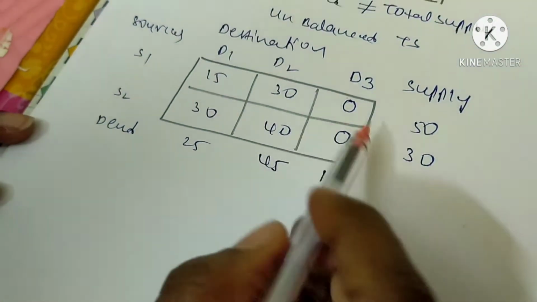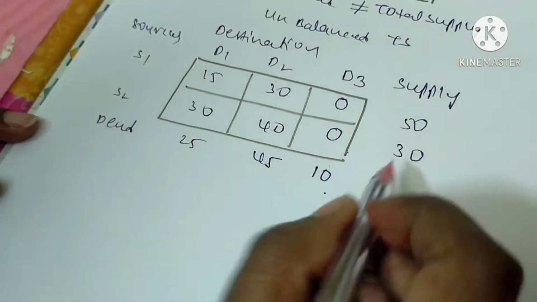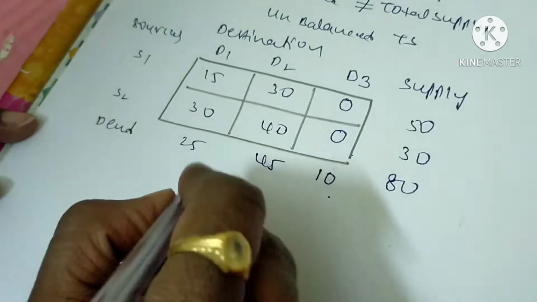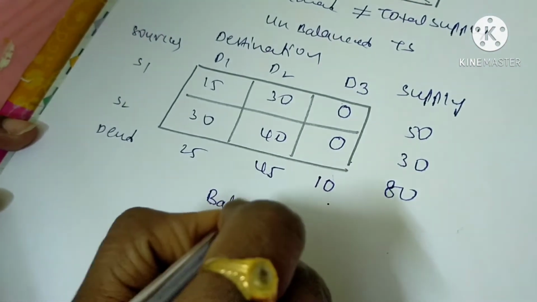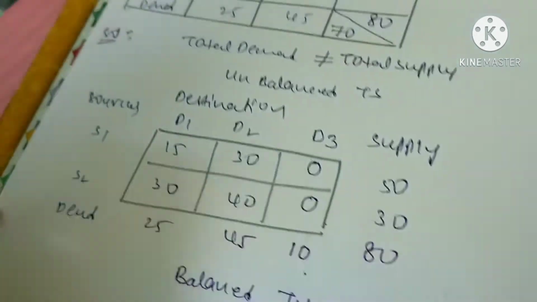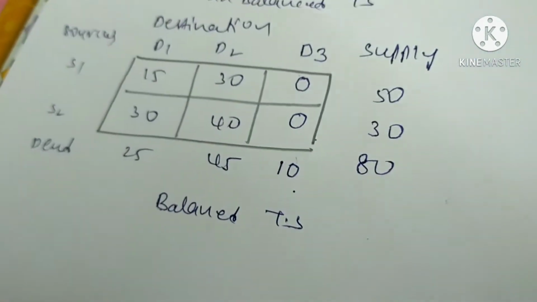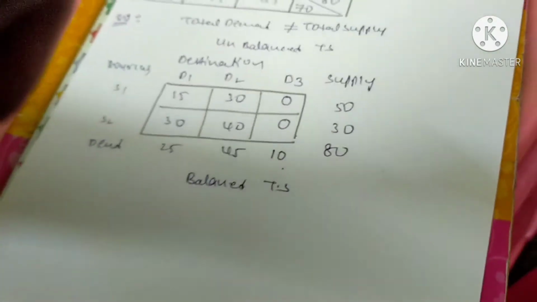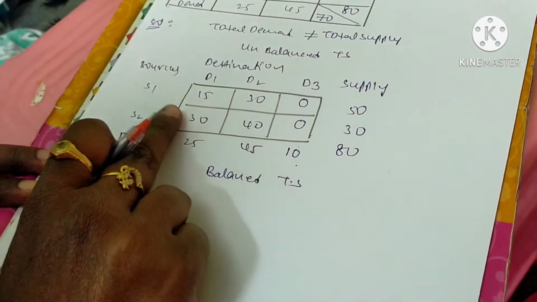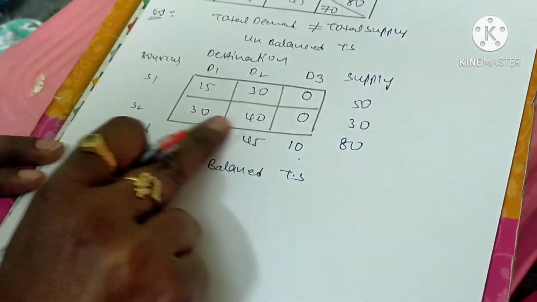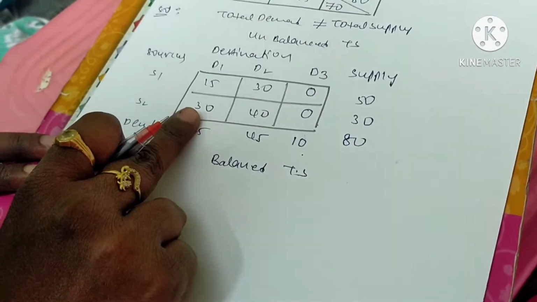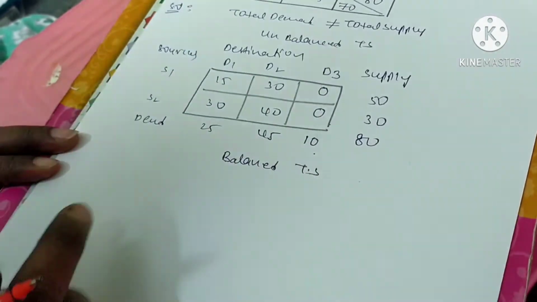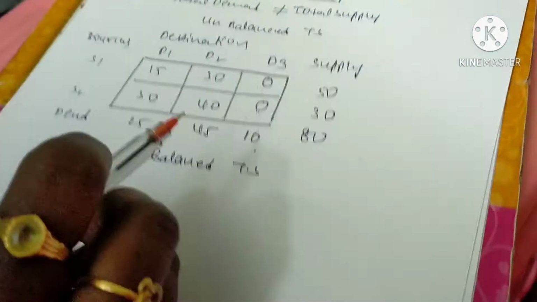Check whether it is balanced or unbalanced. Here the total is 80, and here the total is 80. Yes, it is a balanced transportation problem. Next we can apply the least cost method. From the given transportation problem you have to select the least number. Which is the least number? 0. Write that value here.